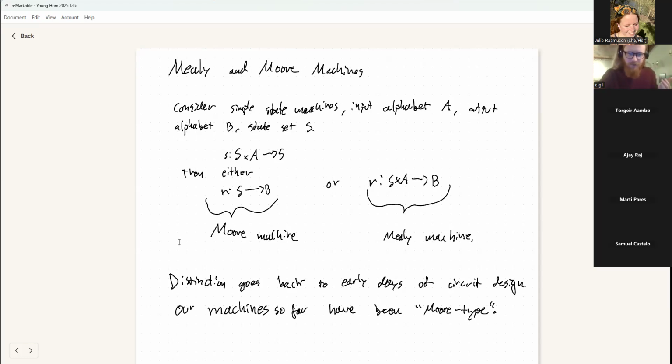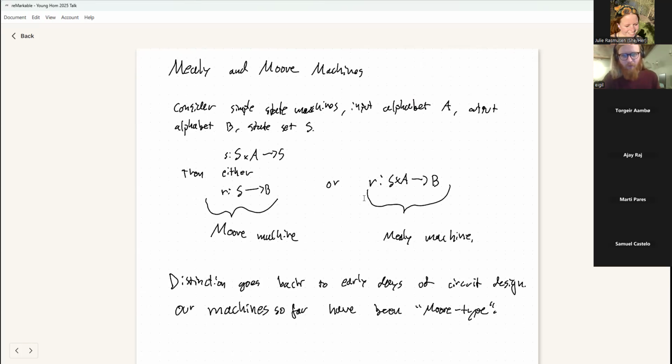The distinction between these two ways of thinking about an input output machine actually goes all the way back to when people were designing circuits in the 50s, and I think, don't quote me on the year. When you're designing a circuit to compute some function with state inside it, it matters whether these electrical signals pass directly through or whether you only get an output on the next tick of the system clock.